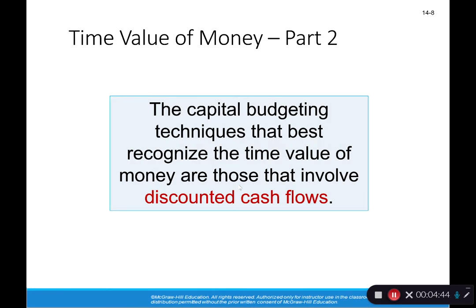The capital budgeting techniques that best recognize the time value of money are those that involve discounted cash flows. That's going to involve the net present value method and the internal rate of return method that we discuss. To do it all, we're going to use our HP10B, but again, the textbook runs through using time value money charts, which I'm telling you is far more difficult to do.